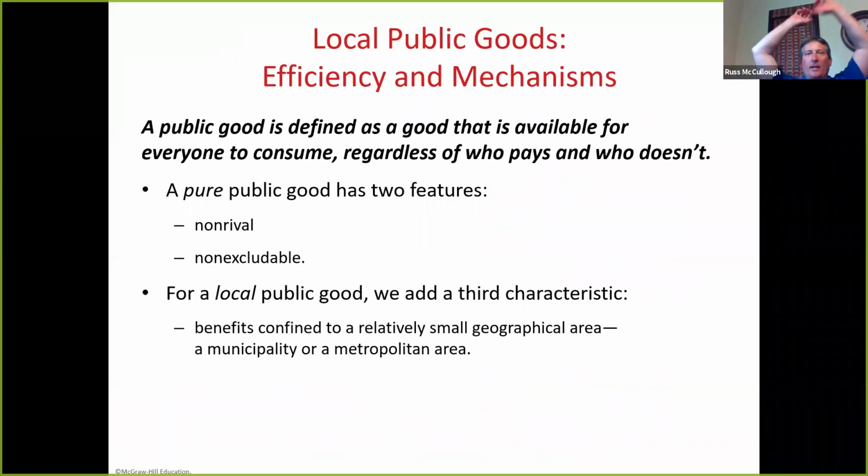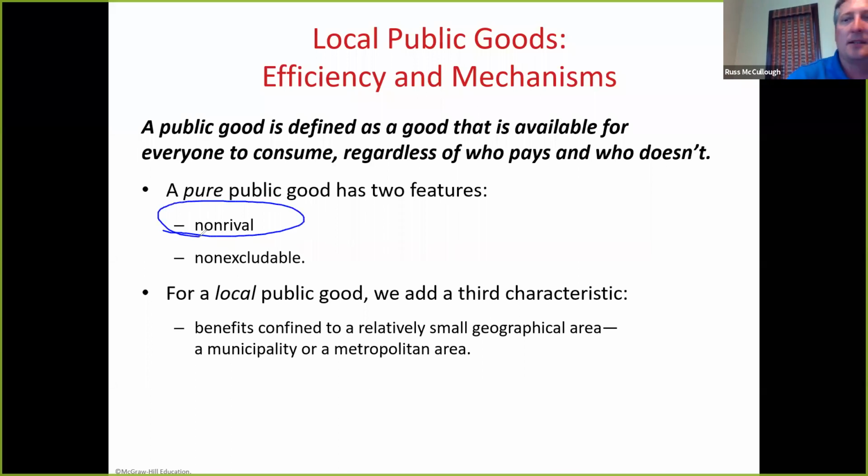All right, so we're going to leave you with this. We've got a public good and a local public good. And so a public good in general was what we've seen in principles class and other places. So go to the chat box. Non-rival. What does non-rival mean in relationship to a public good?